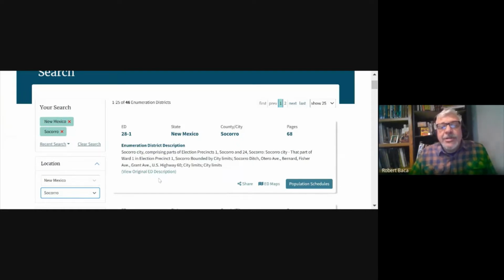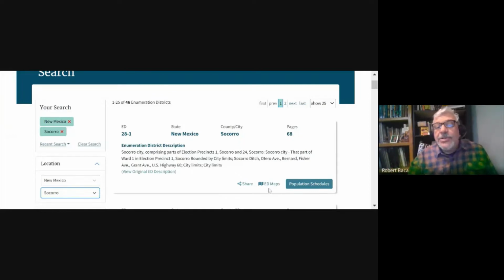Enumeration district description. Socorro City comprising parts of election precincts 1, Socorro, and 24. Socorro City, that part of Ward 1 in election precinct 1. Socorro bounded by city limits, Socorro Ditch, Otero Avenue, Bernard, Fisher Avenue, Grant Avenue, US Highway 60, city limits.